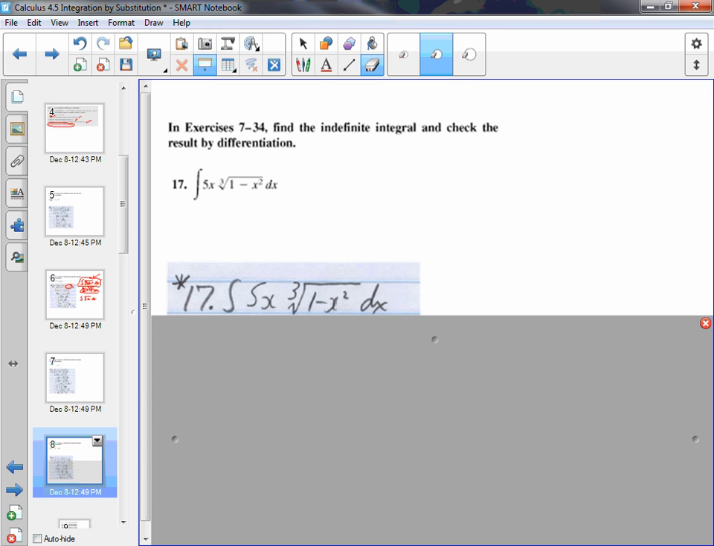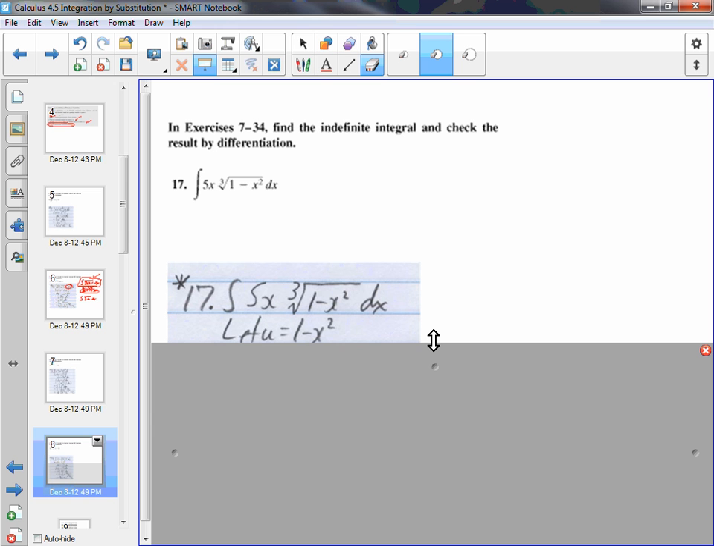Number 17. We have the integral of 5x times the cube root of 1 minus x squared dx. All right, you've seen what? 3 whole examples? You should be experts by now. What are you going to let u equal? Let it equal the quantity that has the exponent on it. So let u equal 1 minus x squared. We'll pretend that we've guessed correctly.